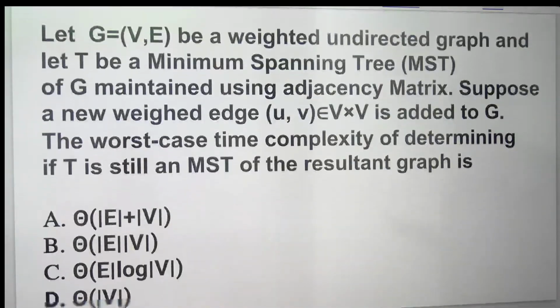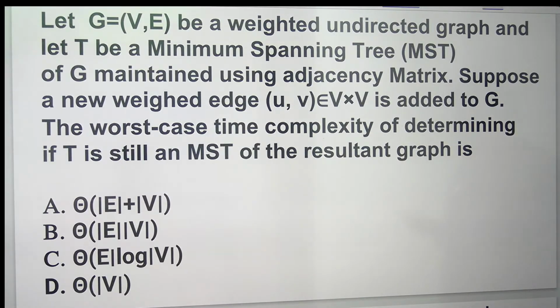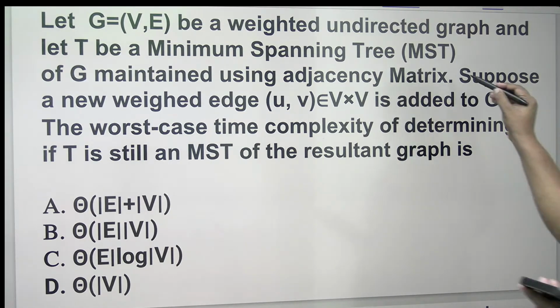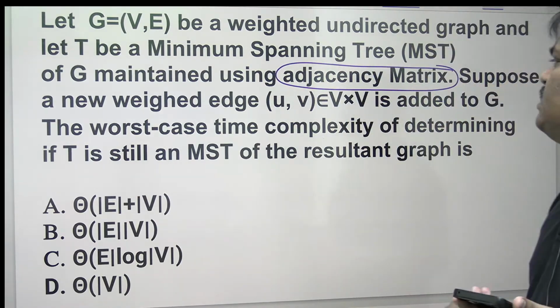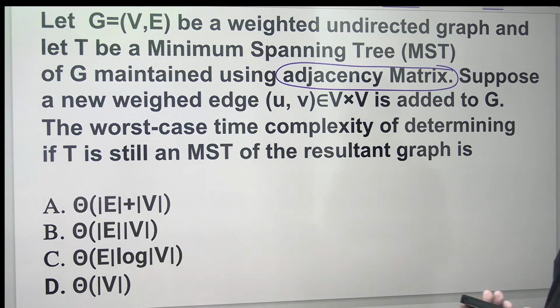Can you see this one? Let G equal V comma E be a weighted undirected graph, and let T be a minimum spanning tree of G maintained using an adjacency matrix. Graph represented using an adjacency matrix. Suppose a new weighted edge UV belonging to V cross V is added to G. The worst case time complexity of determining if T is still an MST of the resultant graph.